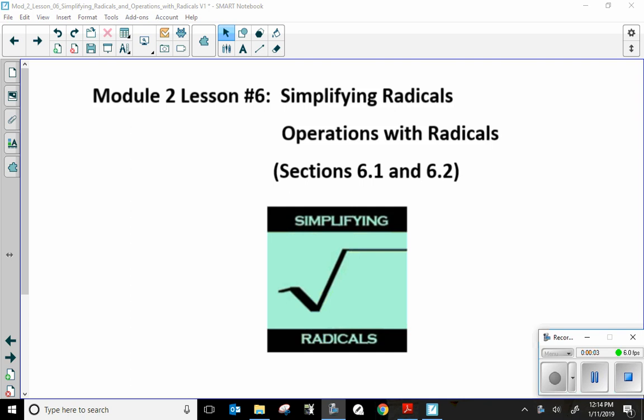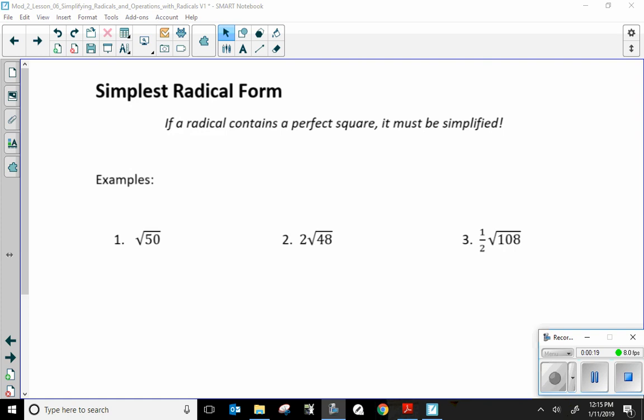All right, welcome to Unit 2, Lesson 6. Today's lesson is going to focus on radicals, more specifically simplifying them and then performing operations with them. Okay, so let's get started. First, let's go over some of the basics. All right, this in no way, shape, or form should be new to you.